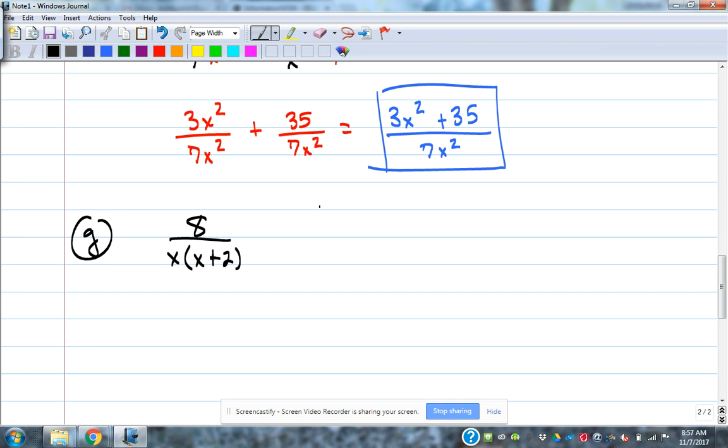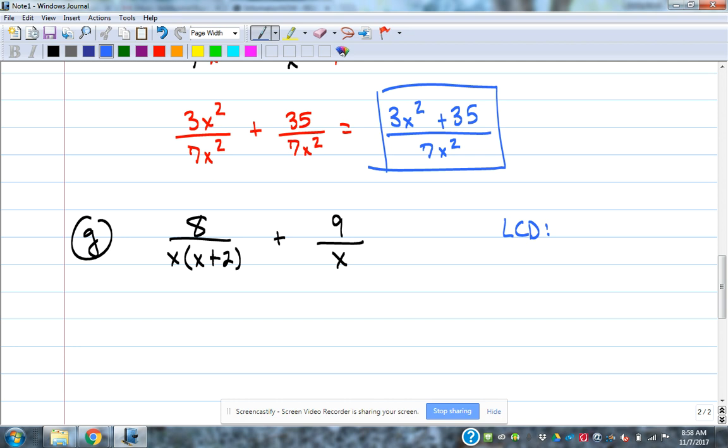Let's get one that's already in factored form in the denominator. 8 over x times x plus 2, plus 9 over x. All right, so when you go to do this sort of problem, you have to have a common denominator because it's addition of fractions. So you look for the denominators, and this one's already in factored form, so I don't have to do any factoring for either of the denominators. We'll get to those that do. But the first thing you always want to look for when you're trying to find the least common denominator is what do they share? What do they have in common?